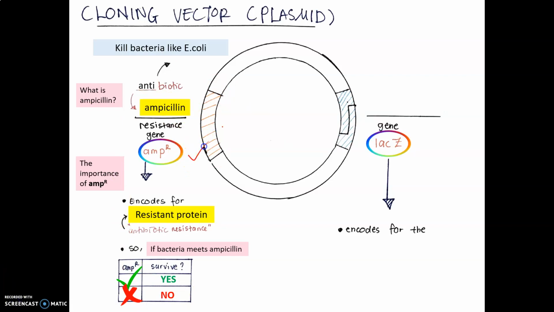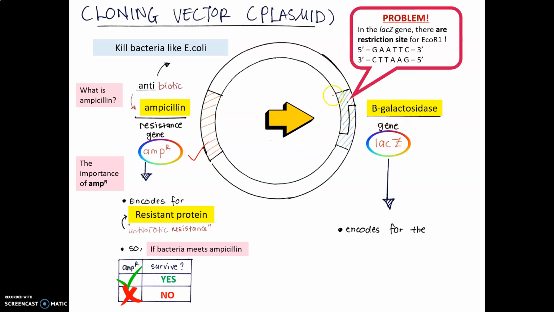Itu AMPR, settle. Now kita ada another part of vector plasmid iaitu ada lacZ gene. Bila kata lacZ gene, ingat balik dalam lac operon dia akan menghasilkan, it encodes for beta galactosidase. So kita ada this lacZ gene which encodes for beta galactosidase. Cuma malangnya kalau awak nak tahu, dalam lacZ gene ini, sepanjang-panjang ini adalah lacZ gene, tetapi dalam lacZ gene ini ada restriction site, GAATTC. Ini pun ada GAATTC. Dalam the lacZ gene itu adanya restriction site for EcoR1.